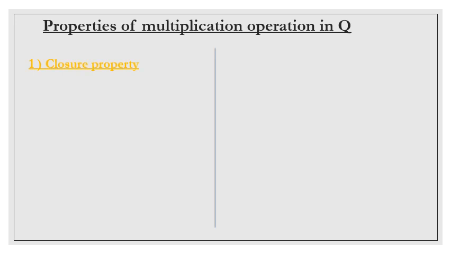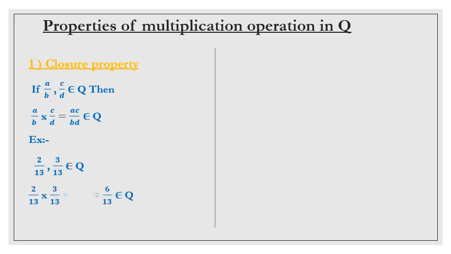Now, properties of the multiplication operation in Q. Number 1, closure property. What's the meaning of closure? If A over B and C over D belong to Q, then the result of multiplication of the rational numbers belongs to Q. For example, 2 over 13 and 3 over 13 belong to Q. Then 2 over 13 by 3 over 13 equals 6 over 13, which belongs to Q.